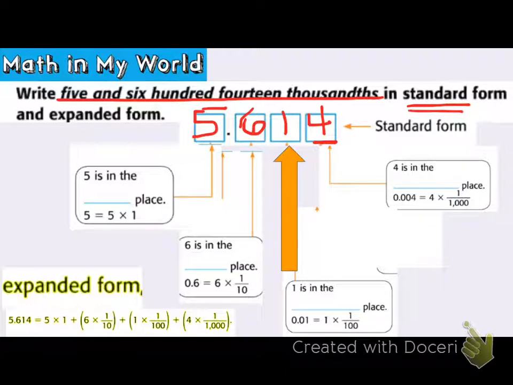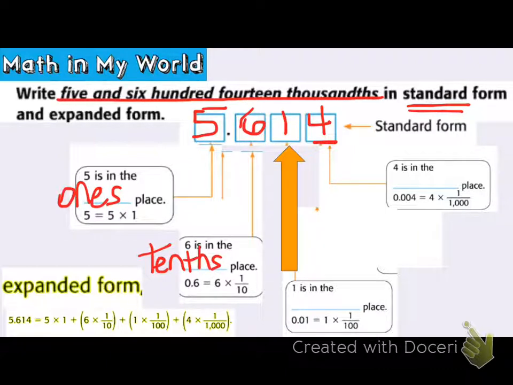The last thing to do is to write the value of 5 and 614 thousandths in expanded form. Now remember, expanded form is where you show the value of each digit. And it says 5 is in the blank place. Well, I know 5 is in the ones place. It's on the left of the decimal. The 6 is in the tenths place. I want to make sure I have that THS showing it's less than 1.